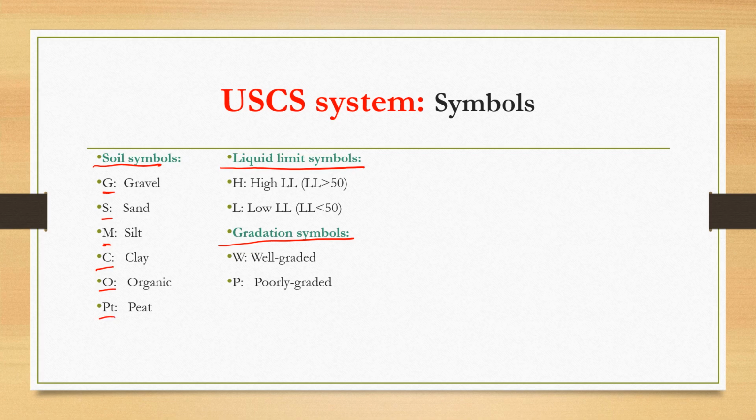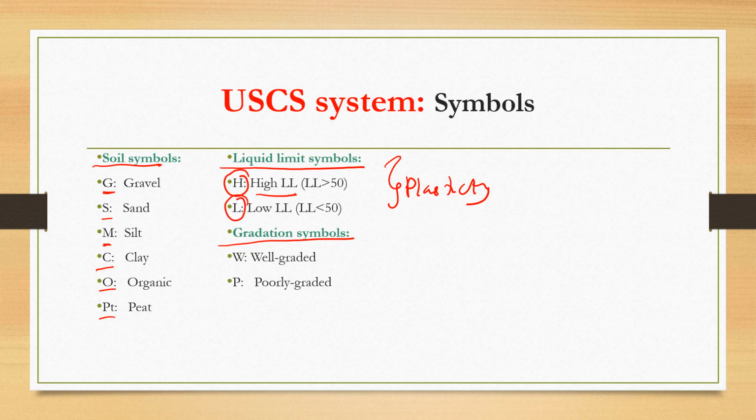O, PT. And this is for plasticity. If you want to say that the soil has high or low plasticity, you are referring to the liquid limit. More than 50, high, so the symbol is H. Less than 50% liquid limit indicates low plasticity, with the symbol L.